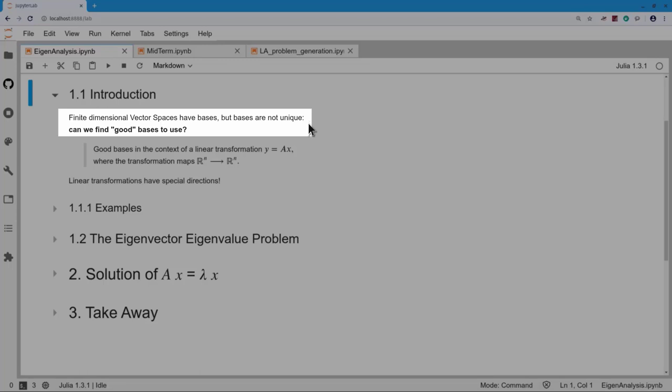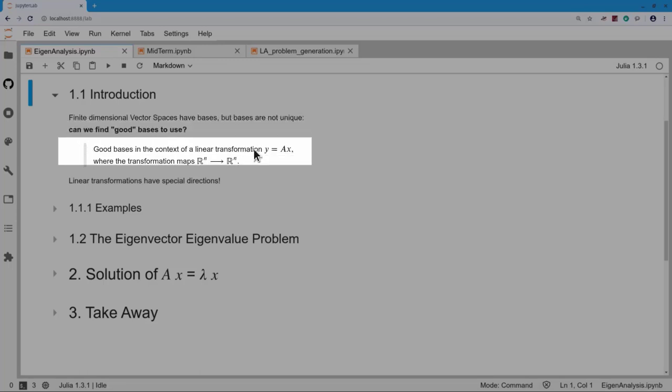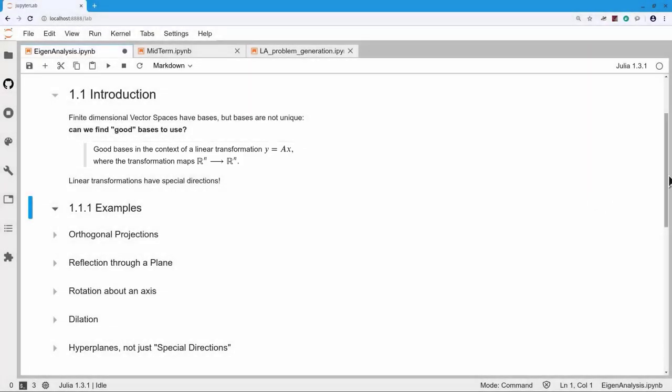So the context we'll take is a linear transformation, y = Ax, but we'll take a special case: A has to be square. So this linear transformation maps R^n to R^n, where n is the size of that square matrix. It turns out that indeed, these linear transformations have special directions associated with them. So let's look at some examples.